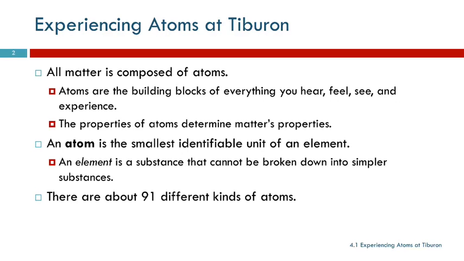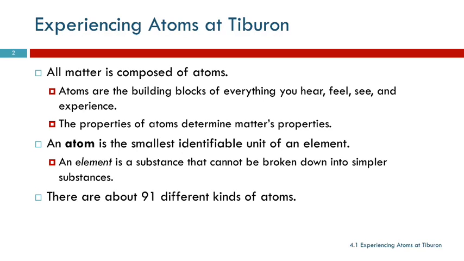So an atom is the smallest identifiable unit of an element. We talked about an element as being a pure substance that cannot be broken down into simpler substances through chemical methods. And the atom is the smallest piece of an element that is still identifiable as an element.